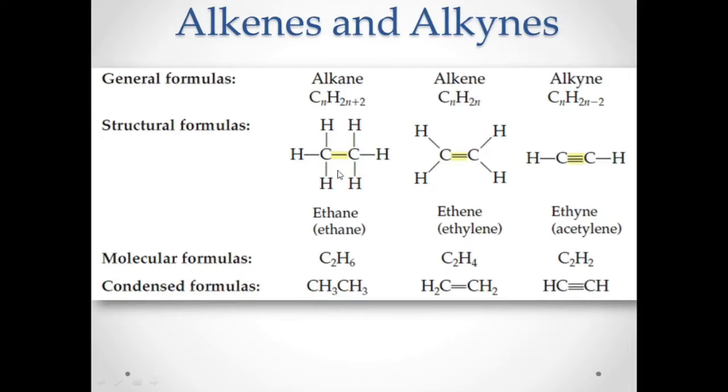Okay, so the molecular formula for ethane is C2H6, for ethene is C2H4, and for acetylene or ethyne is C2H2. Then we can also write the condensed formula for ethane, ethene, and ethyne. For the condensed formula of an alkene, you should show the carbon-to-carbon double bond, and for an alkyne, you show the carbon-to-carbon triple bond.